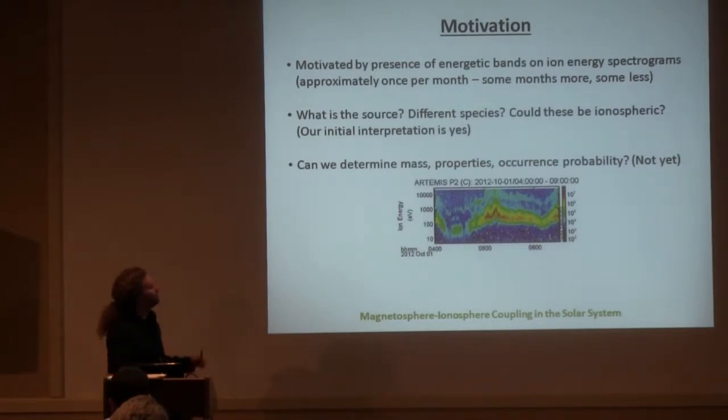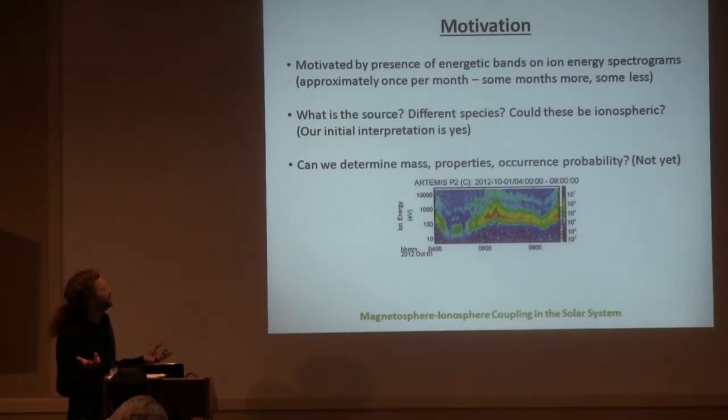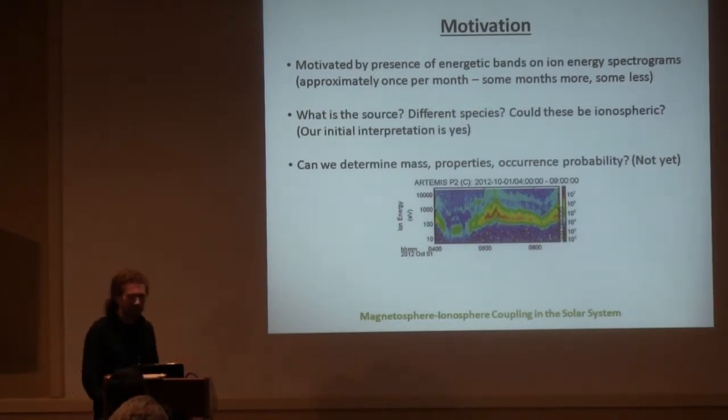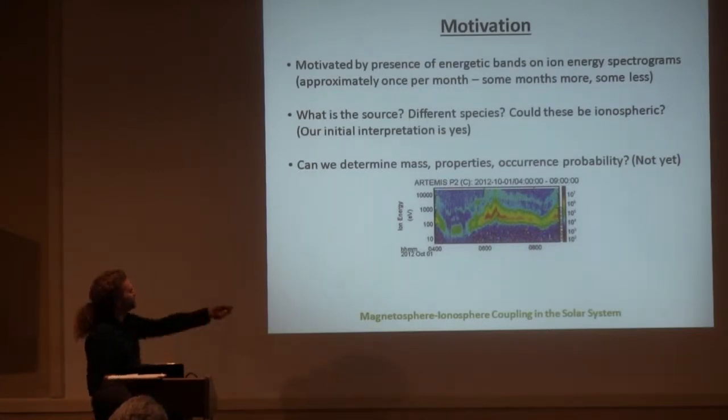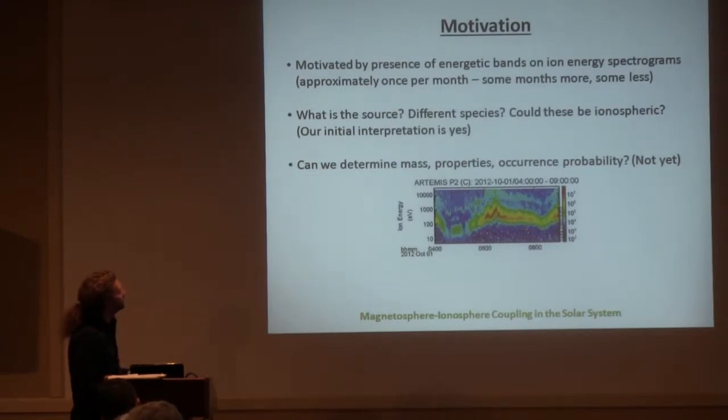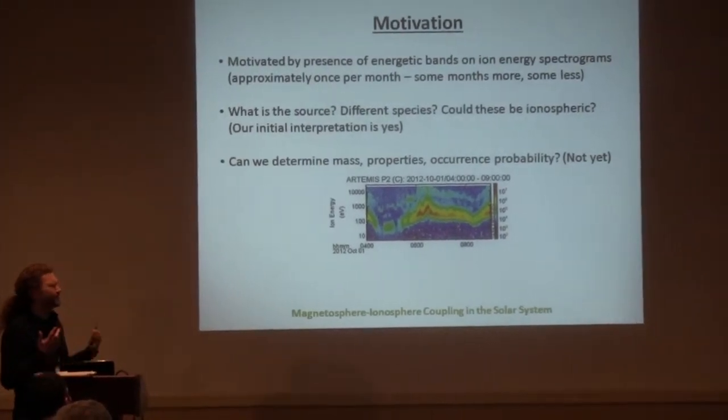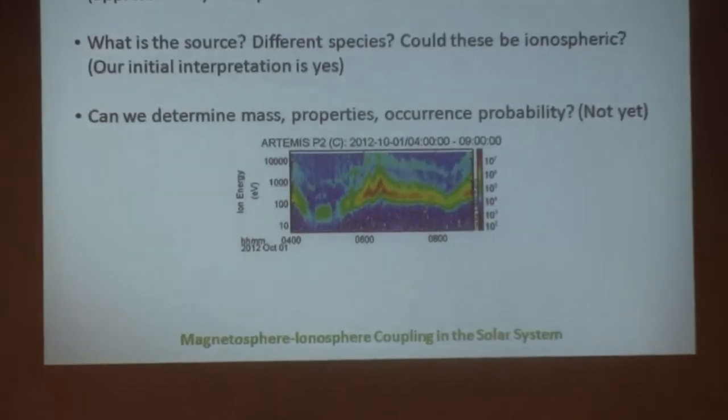And so we thought, well, what could these peaks be? We saw these quite a bit, about once per month. We have very, very rough statistics. I wouldn't even call them statistics, but we see them sometimes. And so we said, what's the source of this secondary ion peak here? Could it be due to different species? And could they be coming from the ionosphere? Right now, we think, yeah, that's possible.